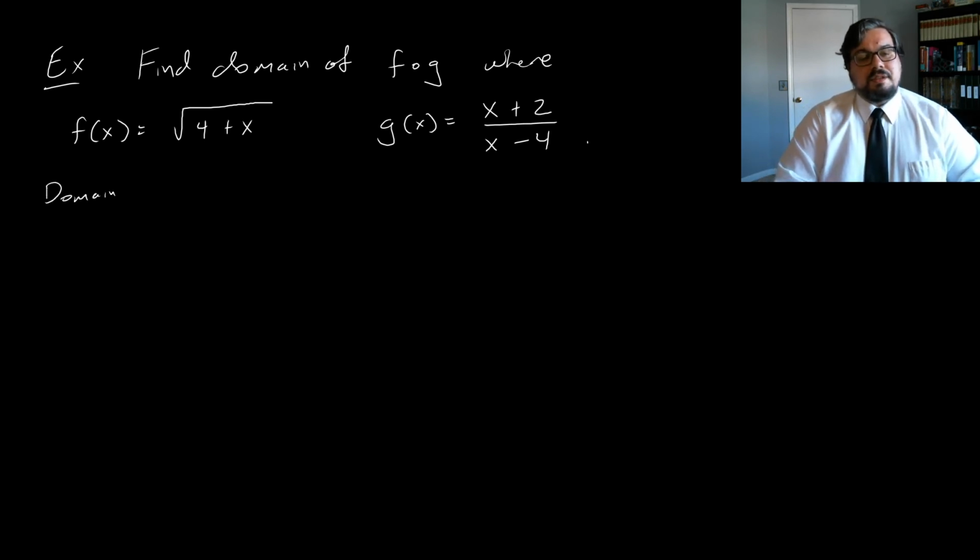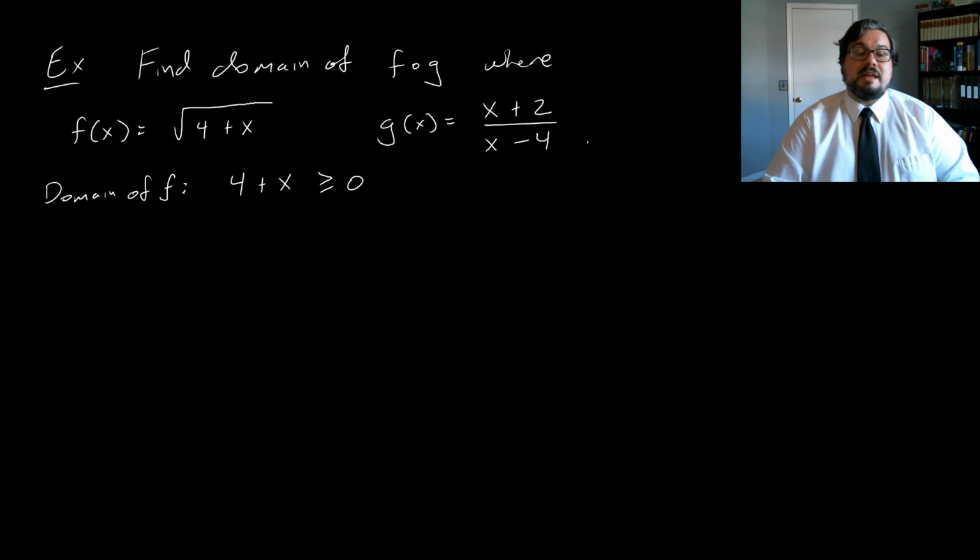So let's look at the domain of f. Now, f has a square root in it, which means that the inside part of the square root has to be greater than or equal to 0. That's the same thing as saying that x has to be greater than or equal to -4, and we want to put our domain in the simplest possible form.